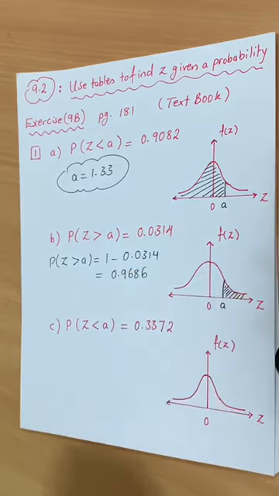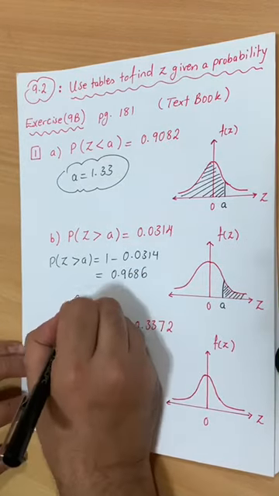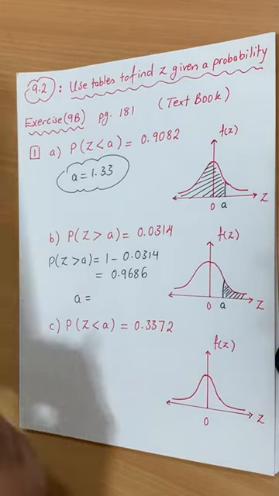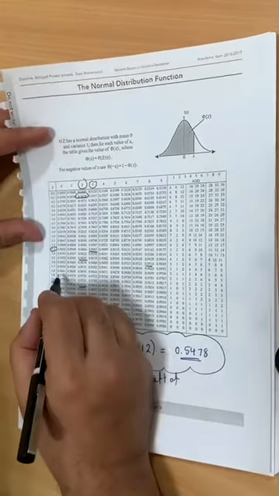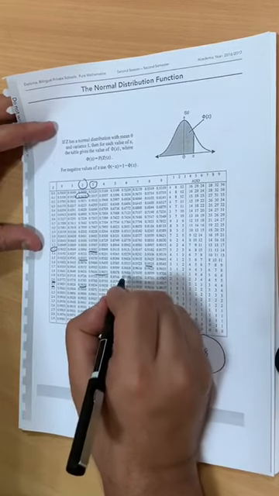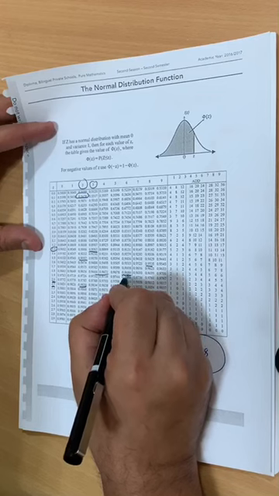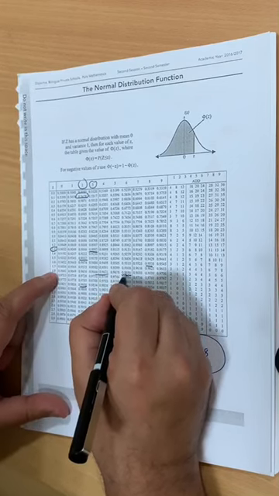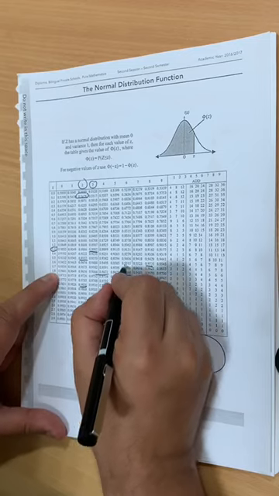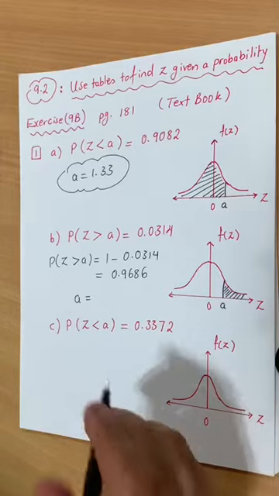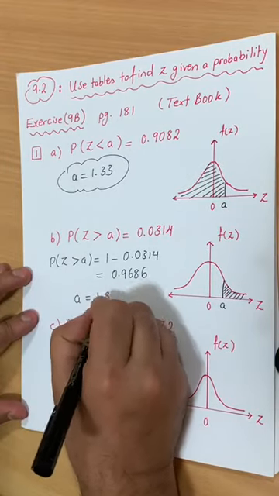0.9686. Now we're supposed to find the A from the table. 0.9686. This is 0.9686. So the corresponding value of the Z is 1.86.